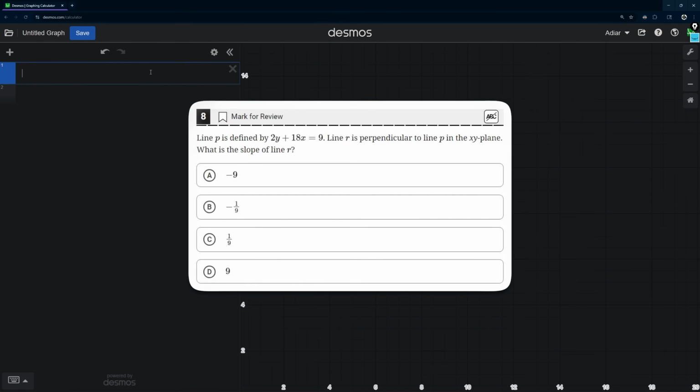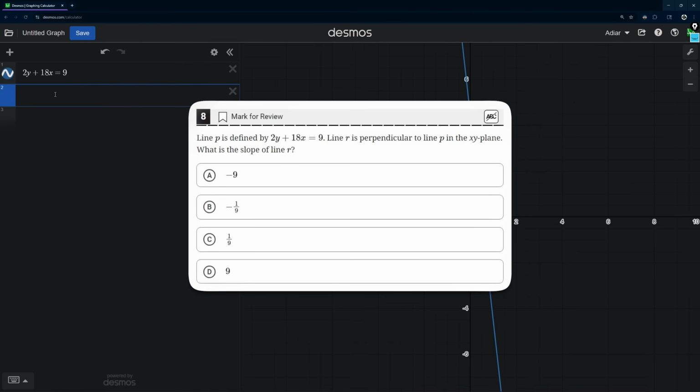In this next question, we're told that line P is defined by 2y plus 18x equals 9. And we're told that line R is perpendicular to line P in the xy plane. That's just a fancy way of saying in this plane right here, this 2D plane. It doesn't really add much to the problem. What is the slope of line R?